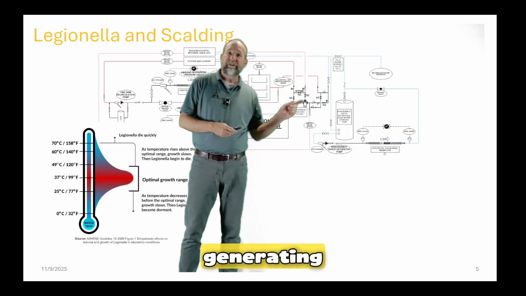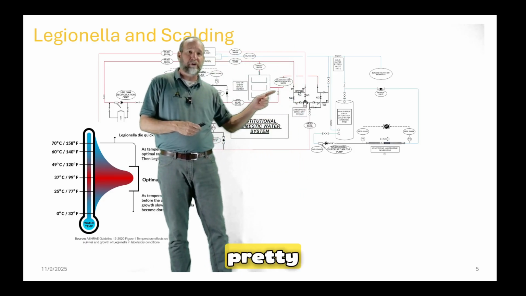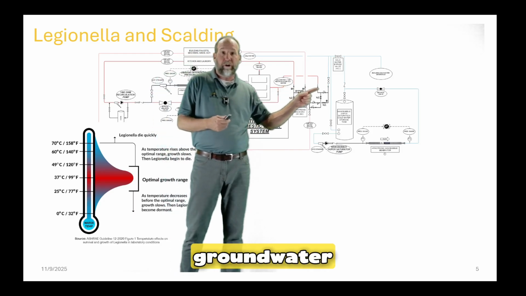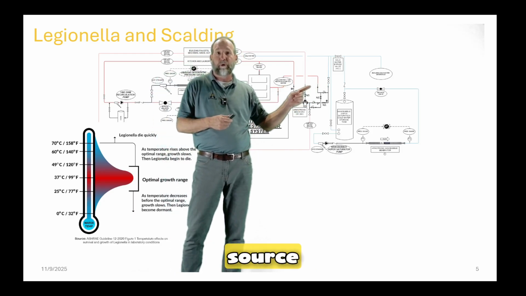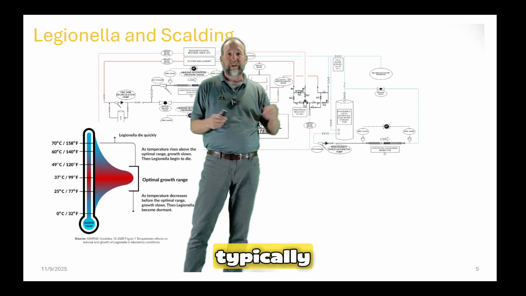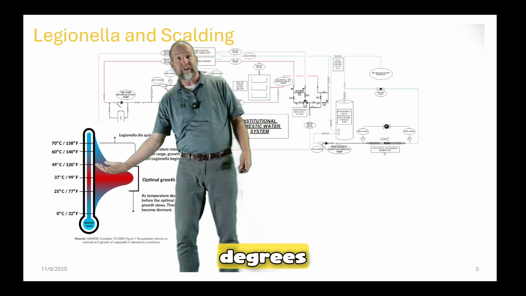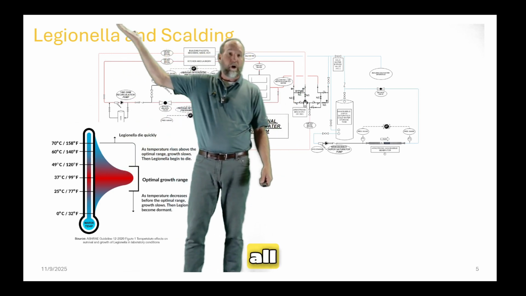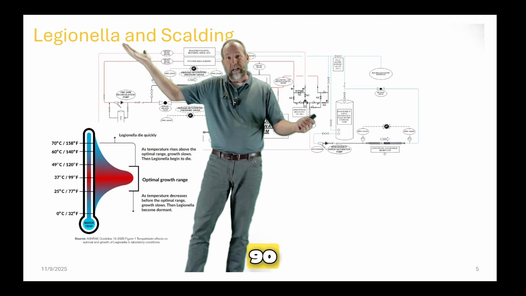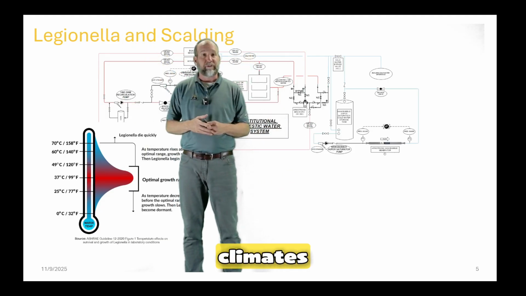So by generating that hot water, it comes in here, it's pretty cold, right? Typically groundwater or lake water, wherever your source of cold water comes from. Typically it can be anywhere from like 40 degrees out here in Colorado where I live, all the way up to 70, 80, maybe even 90 degrees in the desert climates.